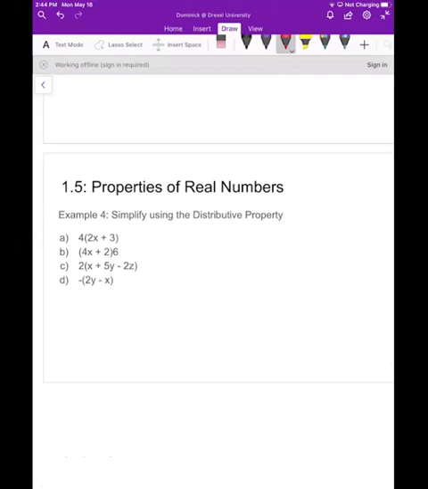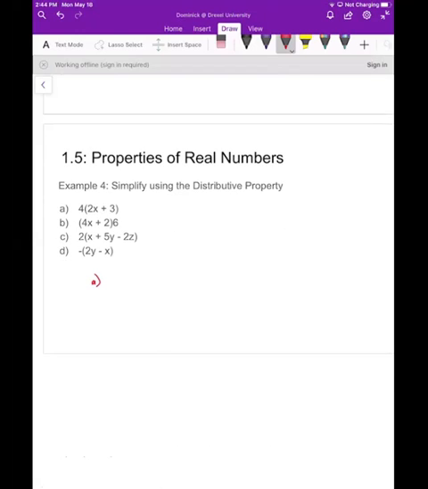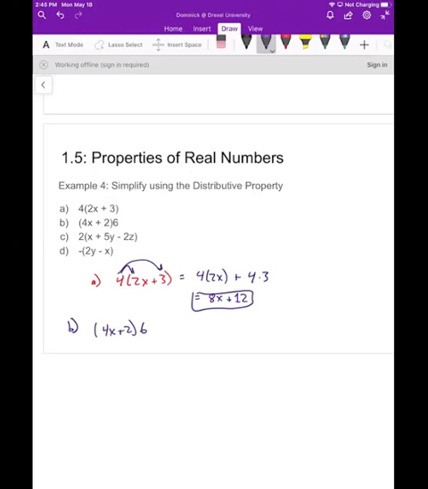Okay, so if we wanted to simplify using the distributive property, for example, in part A, we have a 4 times 2x plus 3. So now if we distribute, sort of in slow motion, we have a 4 times 2x plus a 4 times 3. So this would become an 8x plus 12. Okay, in part B, 4x plus 2 times 6, again in slow motion, you're going to end up with a 6 times 4x plus a 6 times 2. So you get a 24x plus 12.